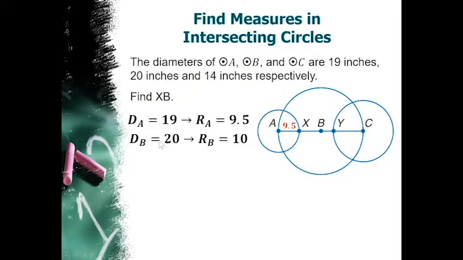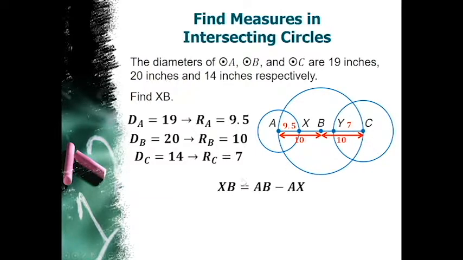We have a diameter of B, which is 20. Diameter B goes from point A to point C, because there's our circle B. Cut that in half, and that gives us a radius of 10. So that means this length from A to B is 10, and the length from B to C is 10. The third piece that they gave us was that circle C had a diameter of 14 inches. If we have a diameter of 14 inches, that means we have a radius for circle C of 7 inches. So here's our radius of circle C from Y to C, 7 inches.